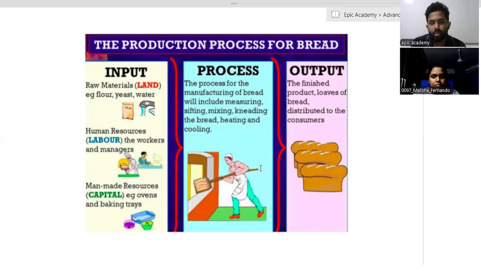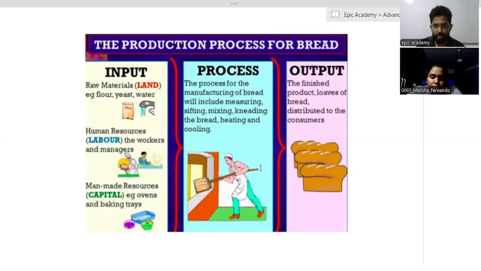And man-made resources. Man-made resources mean capital. It is not a gift of nature. It is man-made resources. We call it capital. Equipment and machinery belong to the capital. In here, the oven, baking trays, and something like that we call equipment for the process. Yes, those belong to the capital. Okay, so those are the inputs.